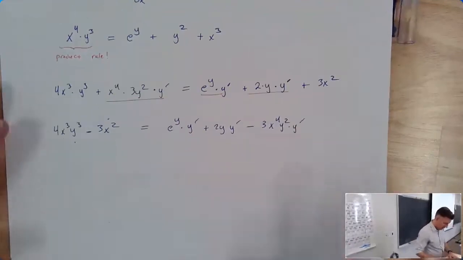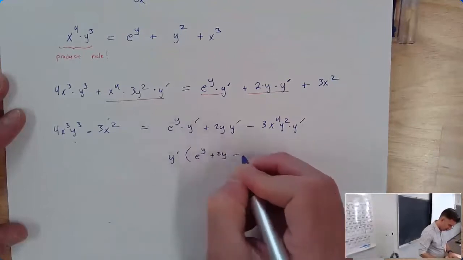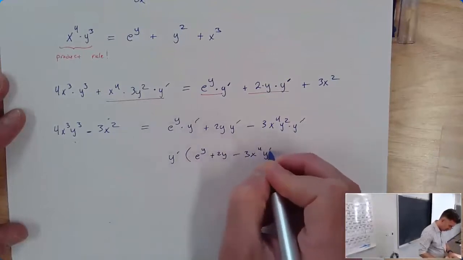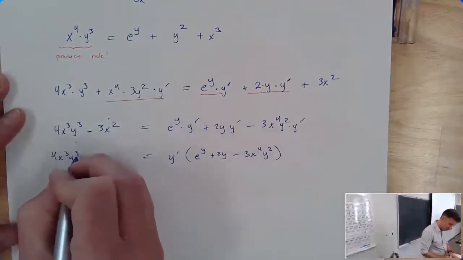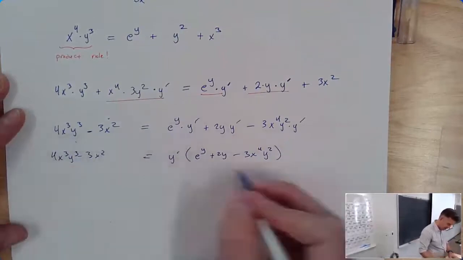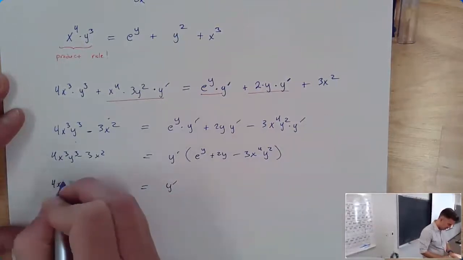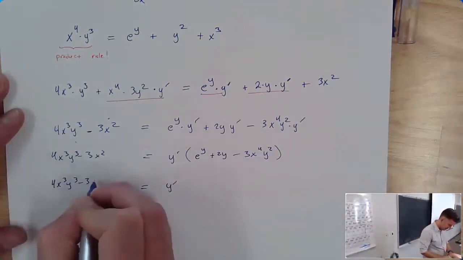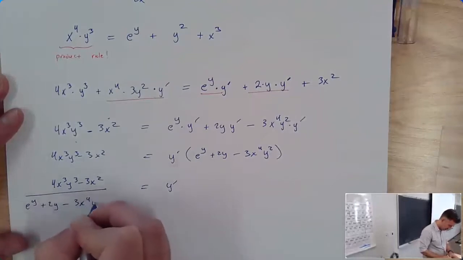Then we factor out a y prime. So we get y prime times e to the y plus 2y minus 3x to the fourth y squared equal to same stuff on the left. And then finally we divide by what we're multiplying y prime by, so we get y prime equal to 4x cubed y cubed minus 3x squared divided by e to the y plus 2y minus 3x to the fourth y squared.